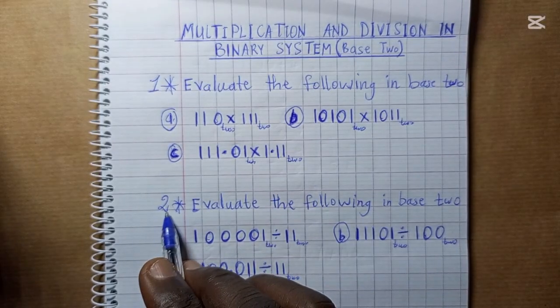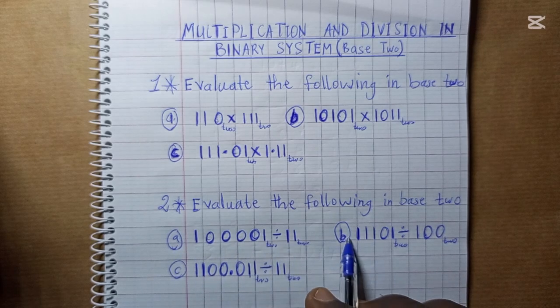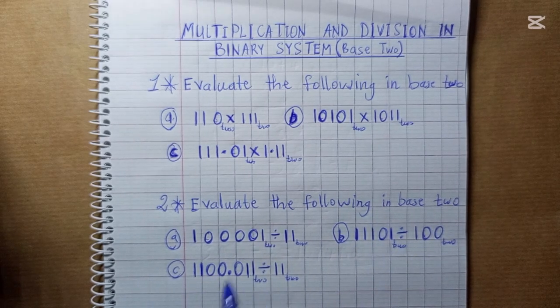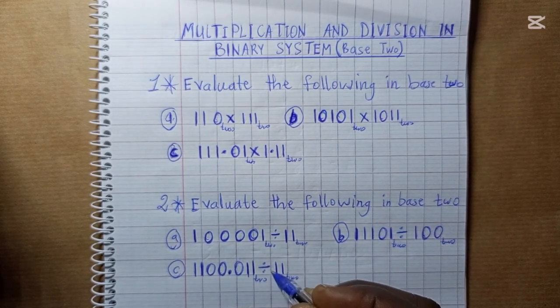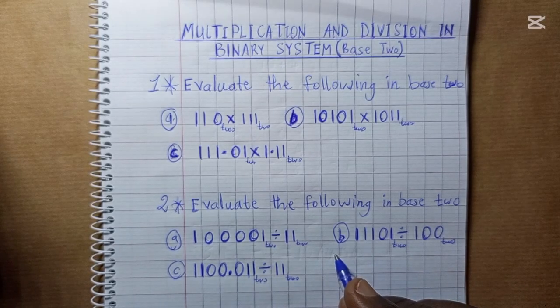And then the number 2 also says evaluate the following in base 2. A, we have this, B, and then C. Notice the C also here has decimal point, so make sure you follow to the end of this video.